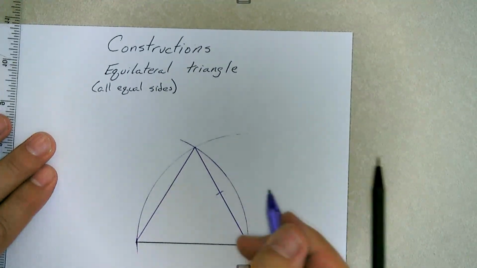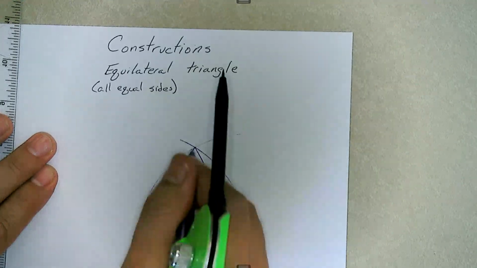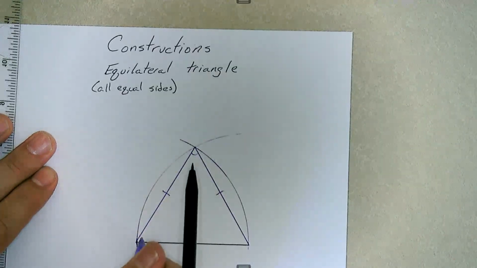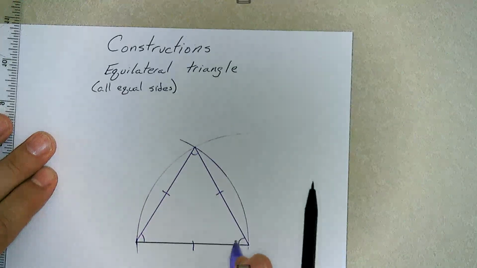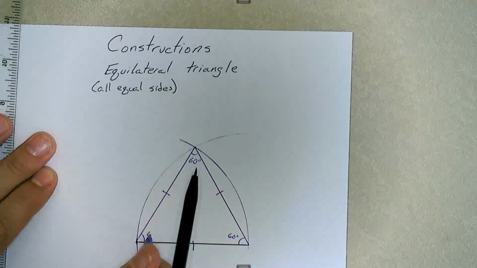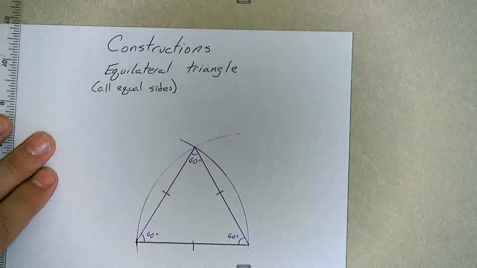So this side, basically the radius, is the same there, there, and there. The sides of the triangle are the same. These angles would also be the same, all 60 degrees, as I mentioned, with equilateral triangles. So it's a pretty handy construction and pretty simple to do.